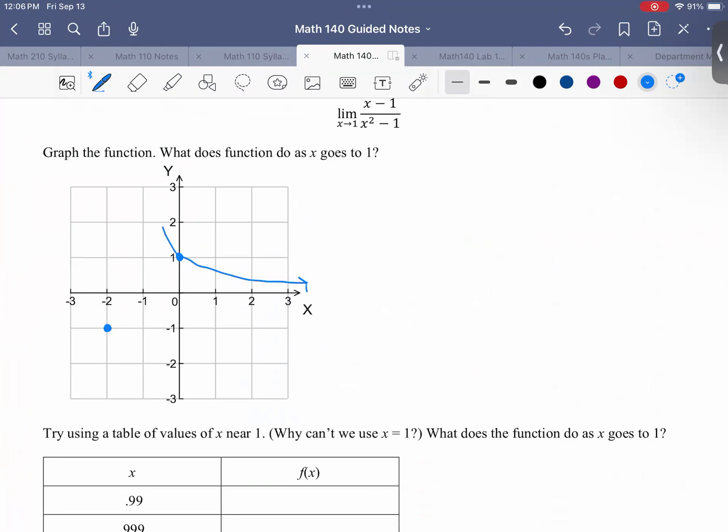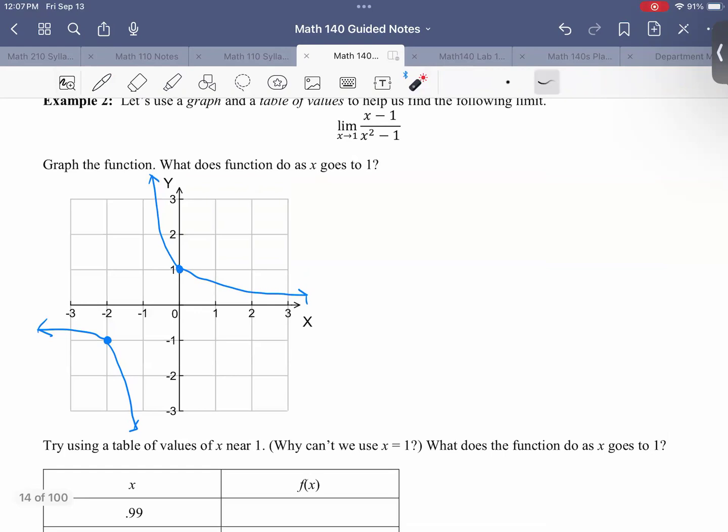Okay, and then it went up sort of like that, and then also like that, and like that. So this is the graph, right? Once again, we're checking out the limit as x goes to 1. Where does the function go as x goes to 1? We're just going to check out at x equals 1. Approximating right here, it's like 0.5.